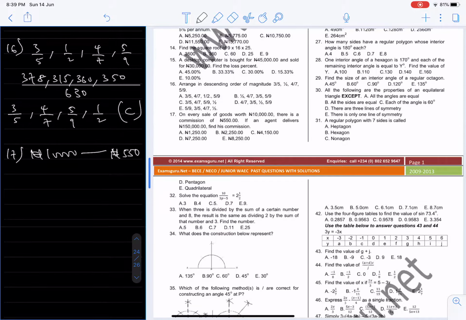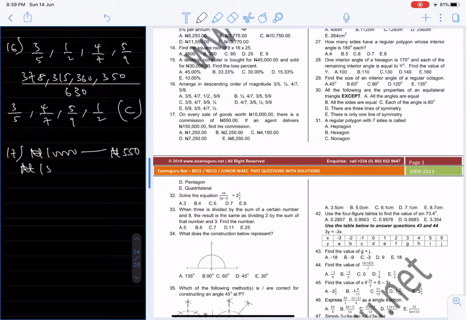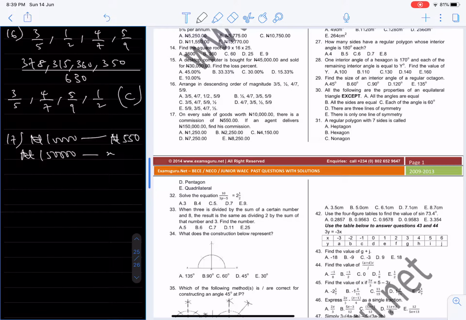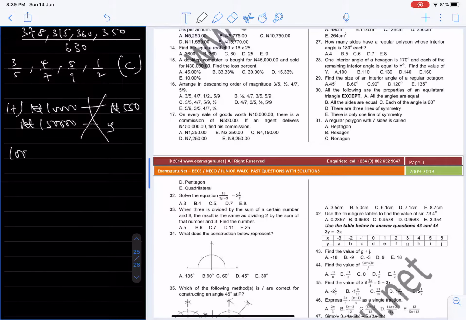So how much commission will 150,000 naira give? Let's call that Y. So now we cross multiply. That means 10,000 times Y, which is 10,000Y, is the same as 150,000 times 550, and we can divide both sides by 10,000 to get the answer.